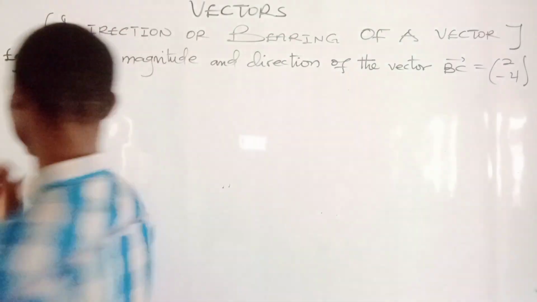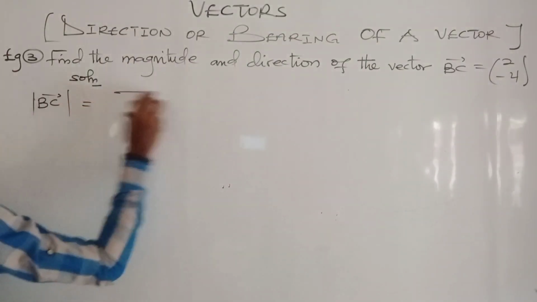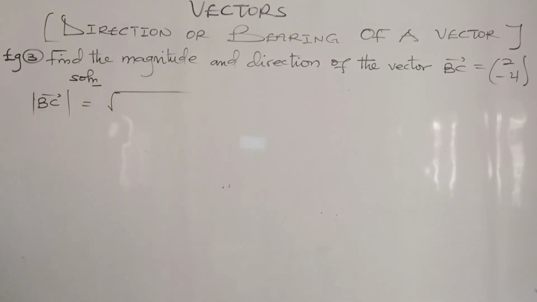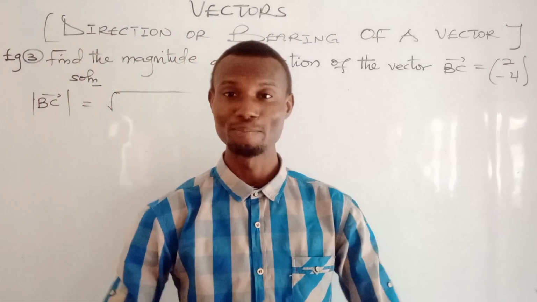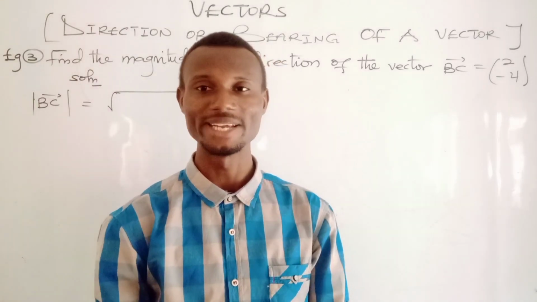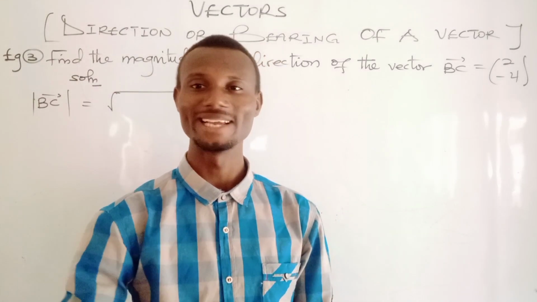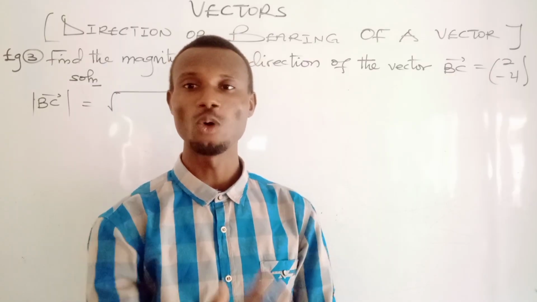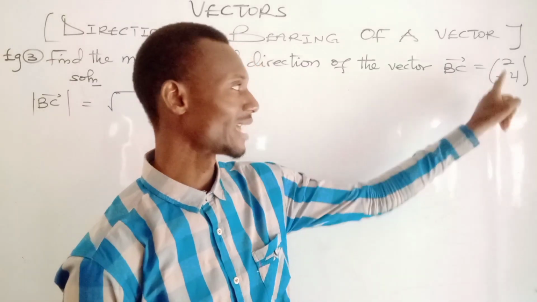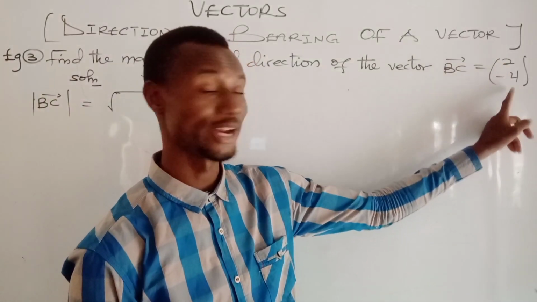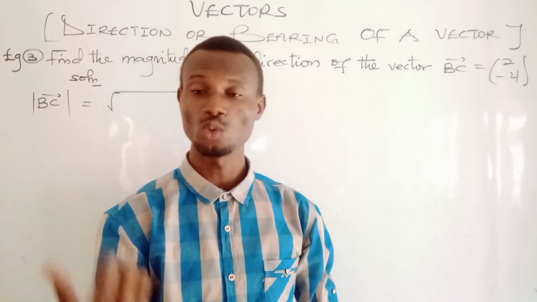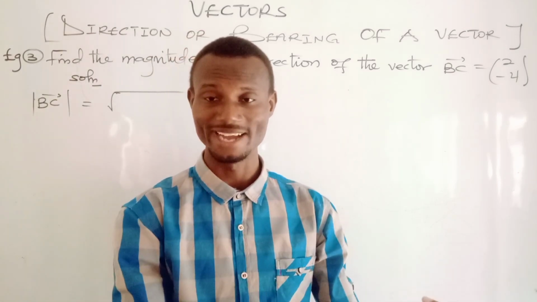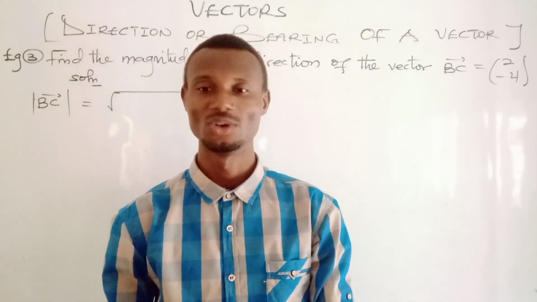This is how you have to write it, and I've explained this a lot in the previous videos. So it will be equal to the square root of the sum of the squares of the components of the given vector. Anytime you want to find the magnitude of any given vector, it is simply the square root of the sum of the squares of the components of the given vector. These are the components of the given vector, which is (2, -4). So we are going to find the square root of the sum of the squares of the components of that given vector, and that is what gives the magnitude of the vector.